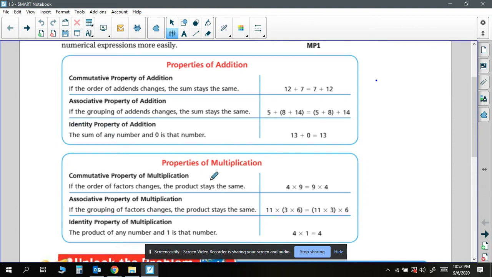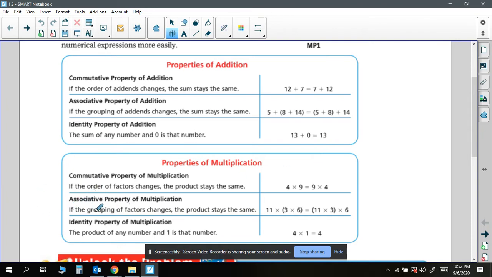Now let's go down to the properties of multiplication. Now we have the commutative property of multiplication. If the order of the factors changes, the product stays the same. It's just like the addition up here, but now we're multiplying. If you have 4 times 9, that's going to give you 36. And if you switch it and you have 9 times 4, it's still going to equal 36. So no matter how you switch those factors, you're still going to get the same product or answer.